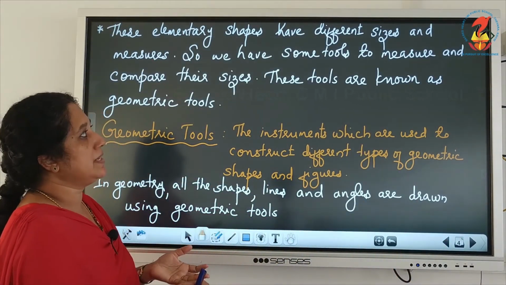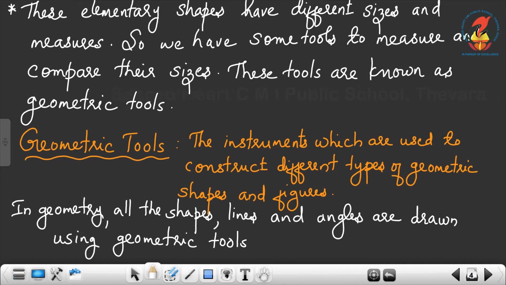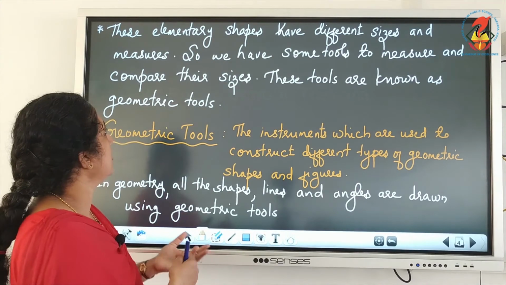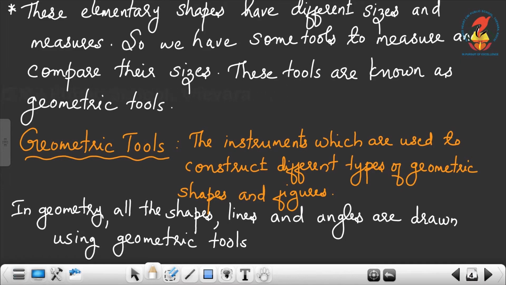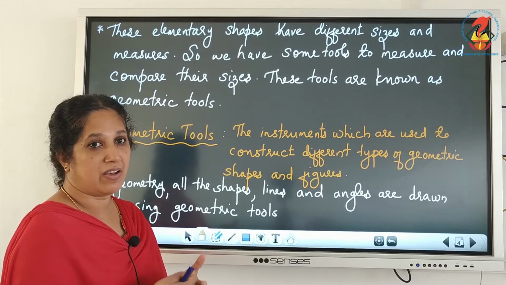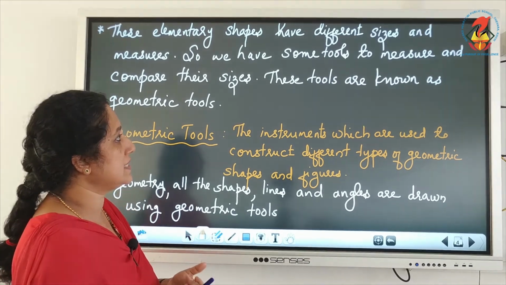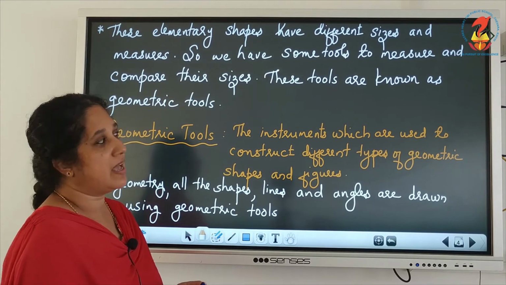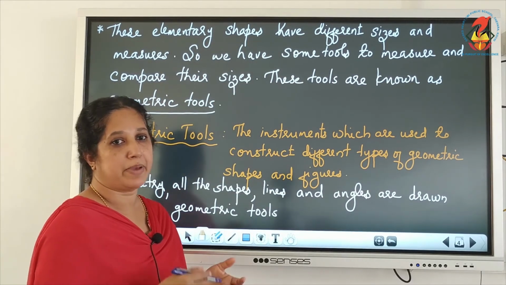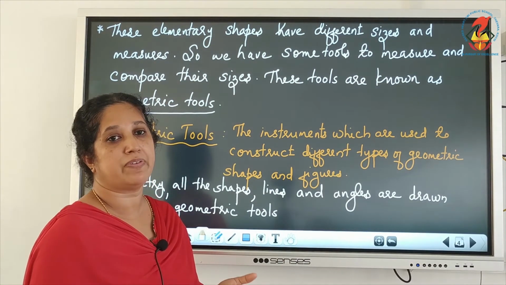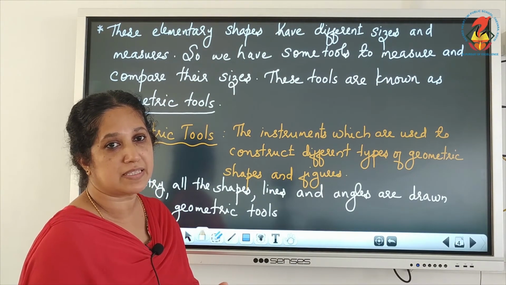Now these elementary shapes have different sizes and so they have different measures also. So we have some tools to measure and compare their sizes. And these tools are known as geometric tools. The tools which are used to compare and measure the sizes of elementary shapes, we can call them geometric tools.